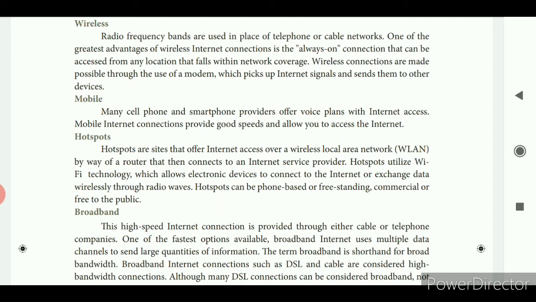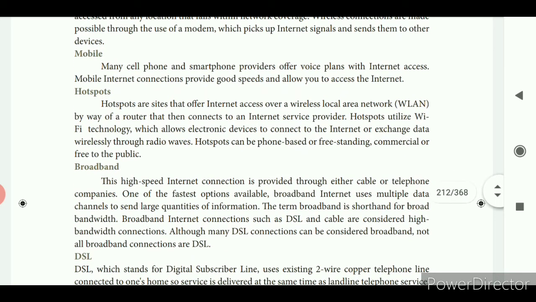Then hotspot. Hotspots are the sites that offer internet service or access over the wireless local area network, WLAN. WLAN means wireless local area network by way of a router that then connects to an internet service provider. Hotspots utilize Wi-Fi technology, which allows electronic devices to connect to the internet or exchange data wirelessly through radio waves. Underline that line. A hotspot means wireless, but through the radio waves. Hotspots can be phone based or freestanding, commercial or free to the public.